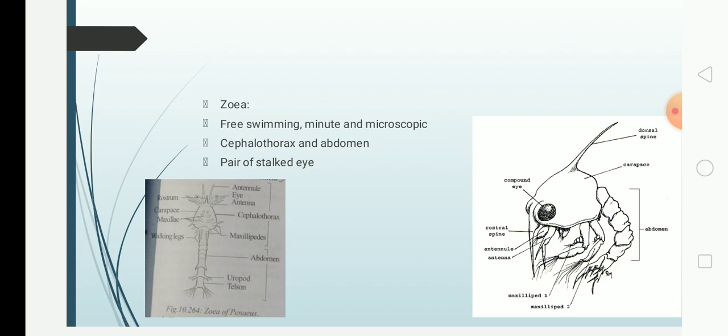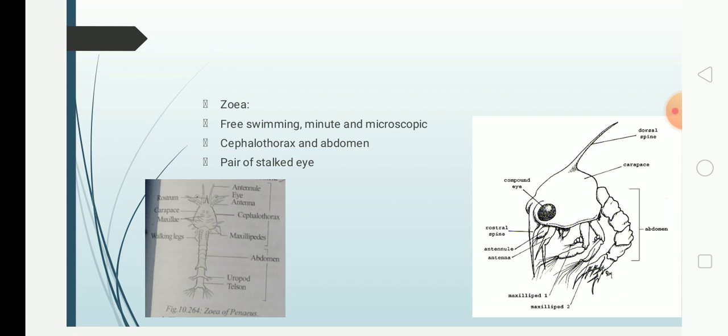Then, there is also a zoea larval stage. The zoea develops from the metanauplius larva, and it is a free-swimming larva. It is minute and microscopic, and the body of this zoea larva is divisible into an anterior cephalothorax and a posterior abdomen. The cephalothorax is covered with the carapace, and this carapace produces a median spine called a rostrum. The presence of a rostrum is the case in shrimps and prawns, whereas the zoea larva is also a characteristic larval stage in the crab.